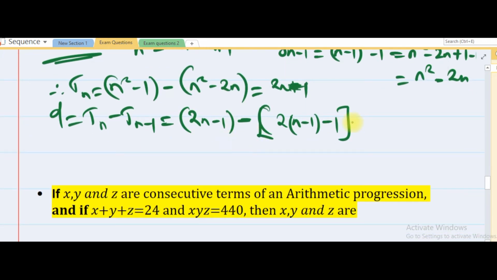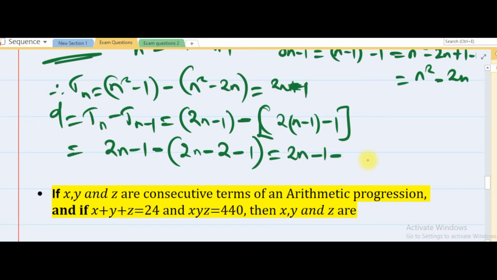So we open up the bracket. So we have 2n minus 1 minus (2n minus 2 minus 1). And this will be 2n minus 1 minus (2n minus 3). So opening up, 2n minus 2n is 0. Minus 1 minus, it is now minus 1 plus 3, which is 2. So the answer is, our common difference is 2.